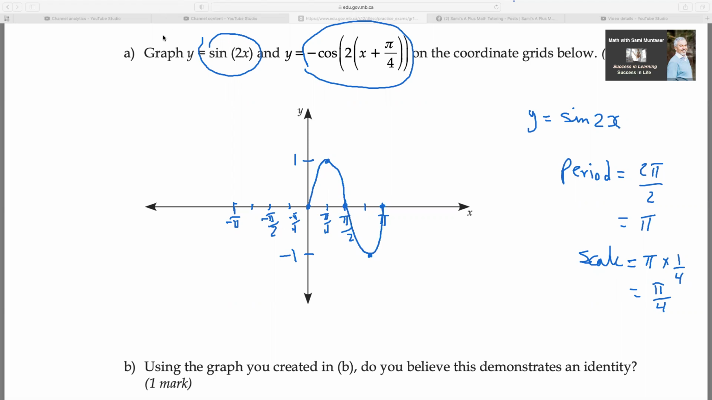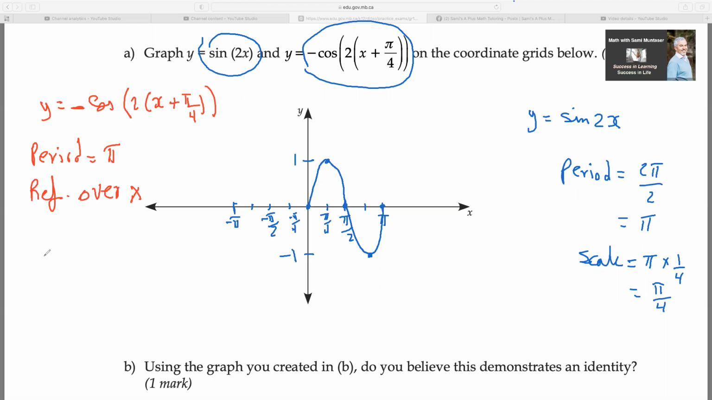So now let's change colors, and I'm going to graph the other one, y equals negative cos 2 brackets x plus pi over 4, close bracket, close bracket. Here the period is the same thing, pi, because it's 2 pi divided by b, and b here is 2. This also is reflected over the x-axis, and then shifted pi over 4 to the left.